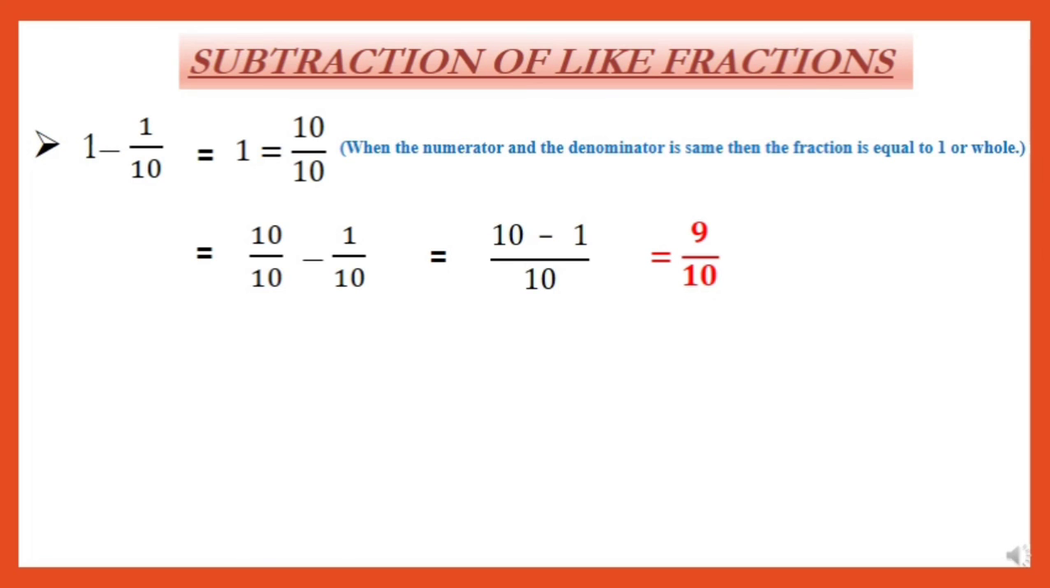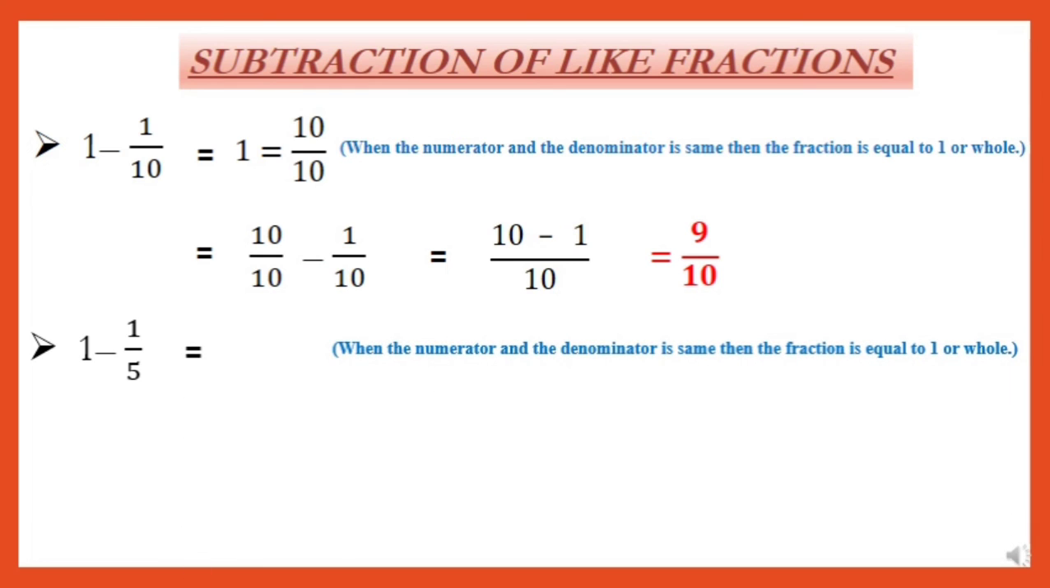Let's see another example. 1 minus 1 by 5. Now from the previous sum, students, you have got an idea that we have to convert 1 into a like fraction with denominator 5. Now when the numerator and the denominator are the same, the fraction is equal to 1 or whole. So we will convert 1 into a fraction with denominator 5. So we can write 1 as 5 by 5.